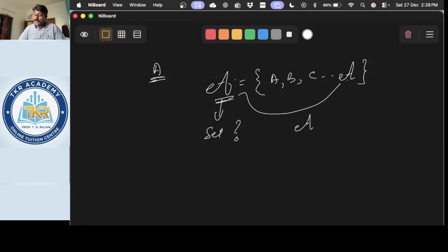But this is not possible. This is possible only if the object A is in A, and this is not possible. Therefore, this is actually a paradox, we can say. A collection of all sets cannot be a set. So you can cite this example when you are asked.